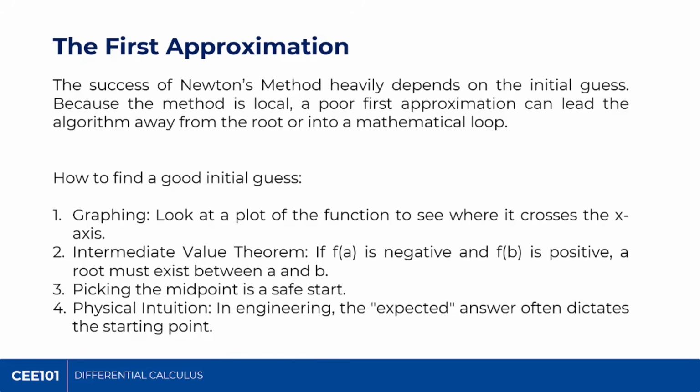Because the method is local, a poor first approximation can lead the algorithm away from the root or into a mathematical loop. Okay? So, how to find a good initial guess? You can use graphing. You can graph the equation, no? Then, from the graph, makukuha mo yung values ng x kung saan intercept yung curve natin. Okay? Or you can use the intermediate value theorem.